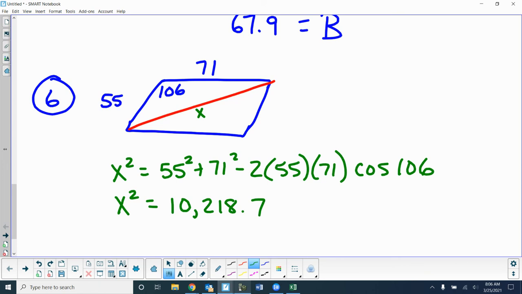And then what do you got to do to find the length of it? Square root it, right? And when you square root that, 101.1. I guess that would be centimeters if we label it. And that's all you had to do. You didn't have to find the other two angles. Some of you did, which is okay, but you don't have to. Right, Hannah? Yeah. Right, Matt?